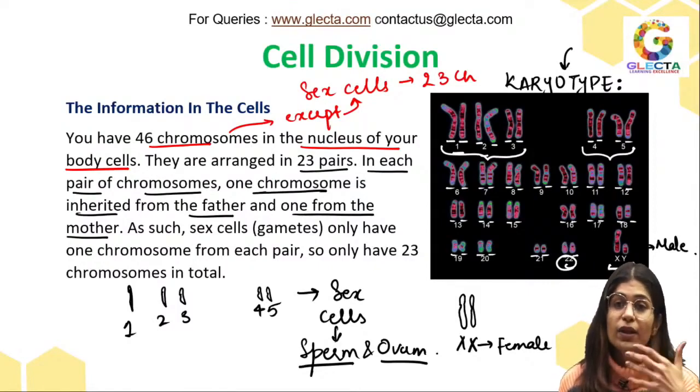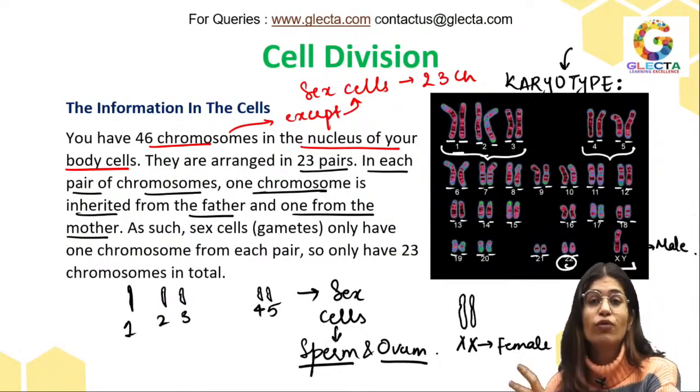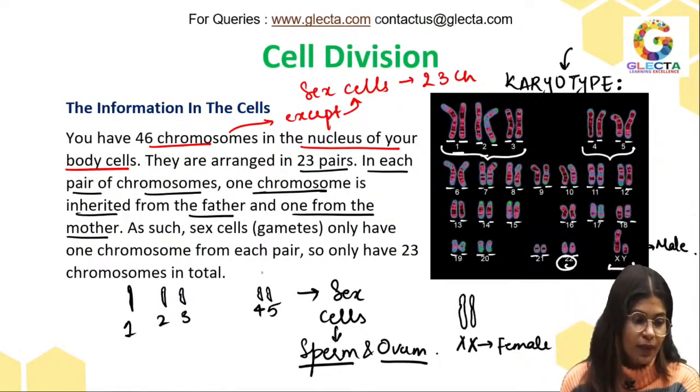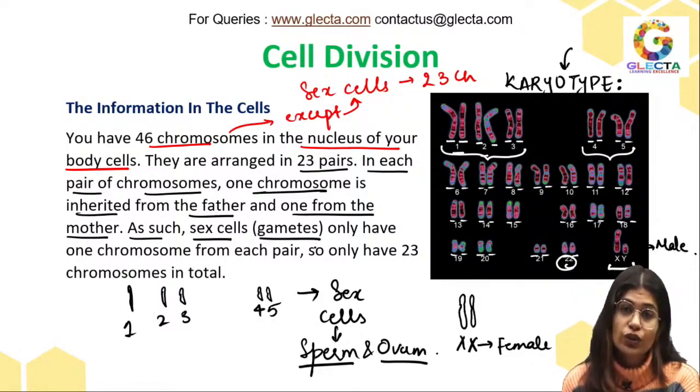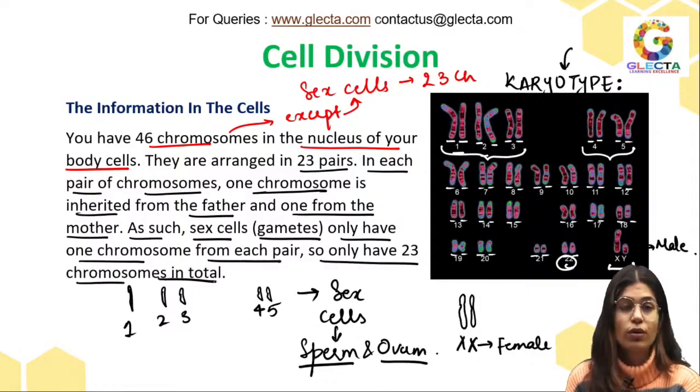Your eyes might be like your mother, but your behavior might be like your father. So like that. As such, the sex cells, also known as gametes, only have one chromosome from each pair, so they have 23 chromosomes in total.